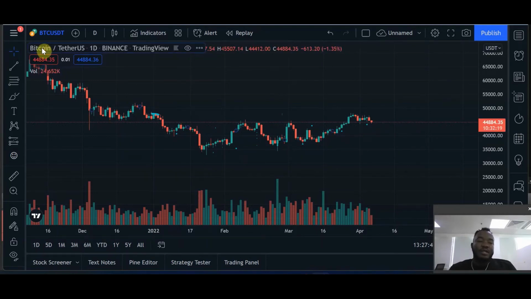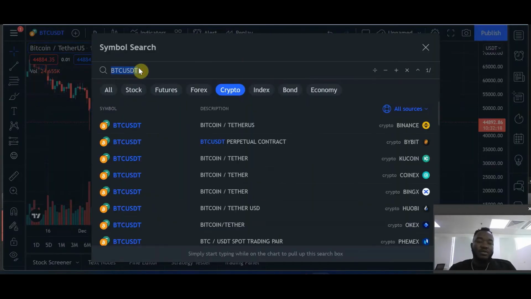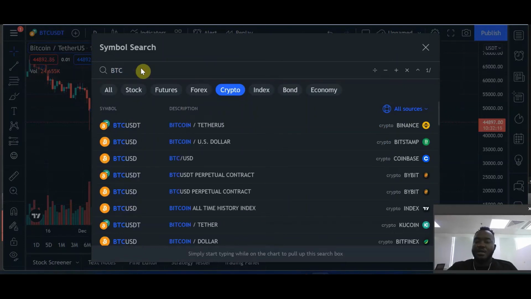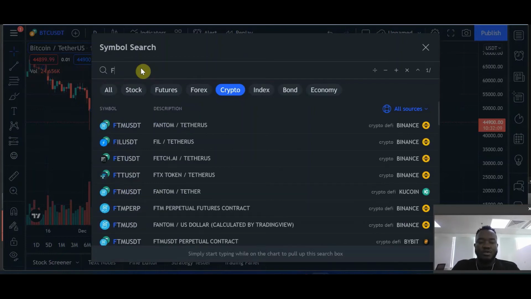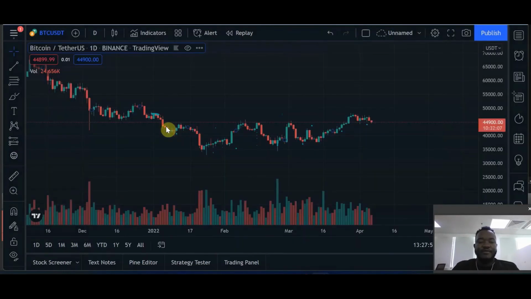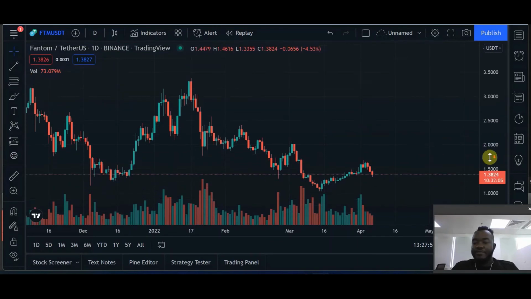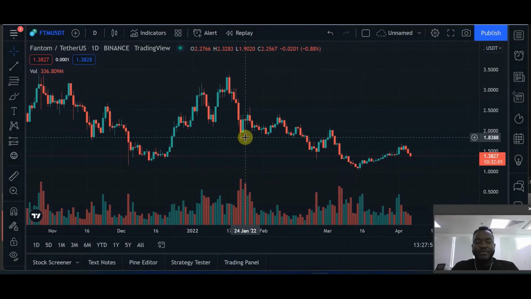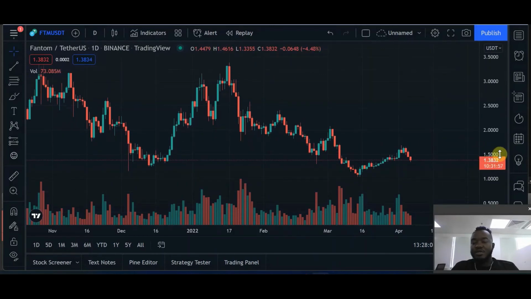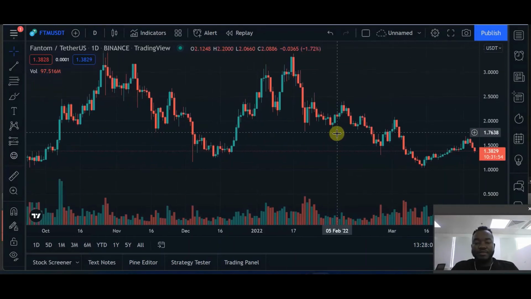Now let's check up on another coin, and we will see whether this happens to other coins too. Let's check FTM, one of my favorite coins too. So guys, we have to check FTM to know whether this strategy is also playing on FTM.